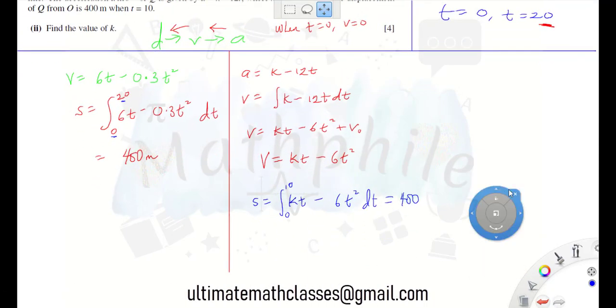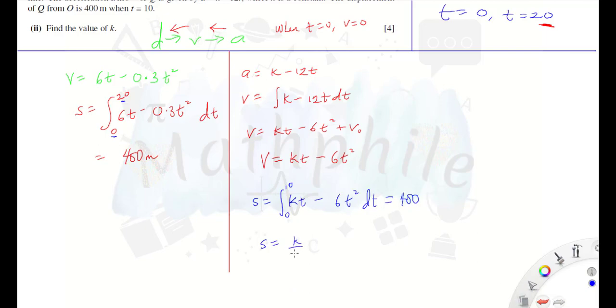We are finding the value of k. So s is going to be equal to k over 2 t squared minus 2t cubed. If you differentiate this, you're going to get 6t squared. And this, we are integrating over the limit 0 to 10. This is going to be equal to 400. Derek, are you getting what I'm doing? Okay, good. So I think you can continue from there.